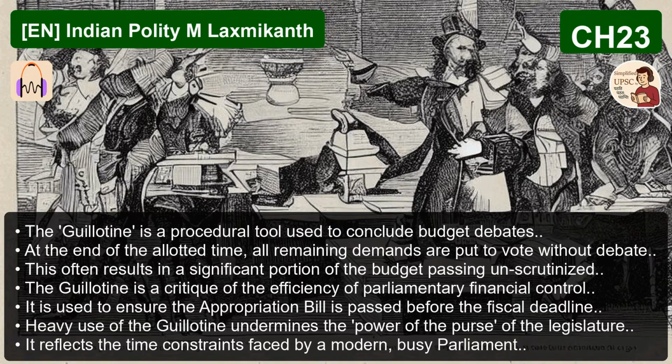The fourth is crucial during an emergency. If a proclamation of emergency is issued when the Lok Sabha is dissolved, the proclamation can remain effective if it's approved by the Rajya Sabha alone. It ensures administrative continuity.